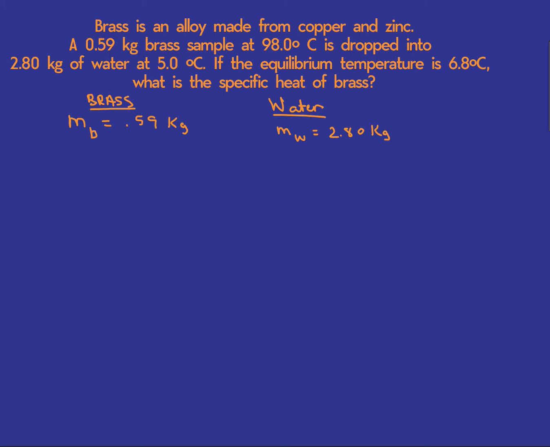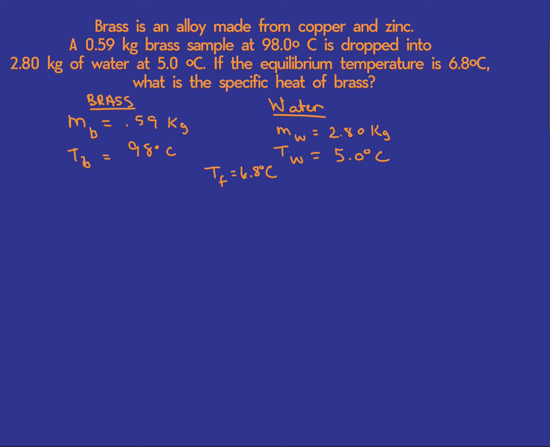I've got an initial temperature for the brass, and I'm going to make that a B, 98 degrees Celsius. And then I've got an initial temperature for my water. So the temperature of my water initially is 5. And then the equilibrium temperature, that final temperature of both, is 6.8.